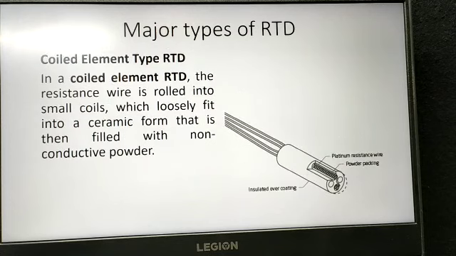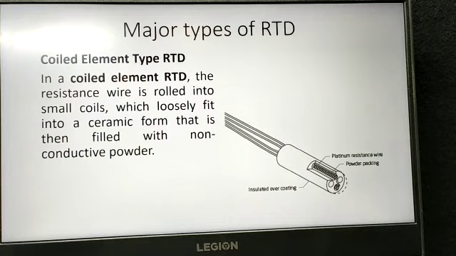The third one is the coiled element type RTD. In the coiled element type RTD, we have small coils put in a powder. The powder is made up of a ceramic material. Why are we going for a powder? Because powder will increase the heat transfer coefficient again. That's why we are going for the powder. And the coiled element type RTD is the most widely used RTD in industry.